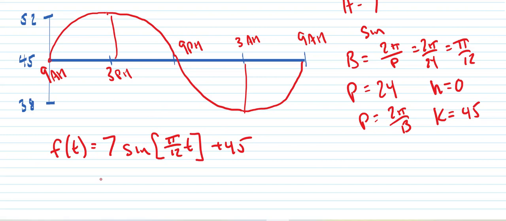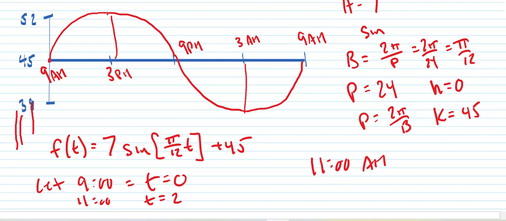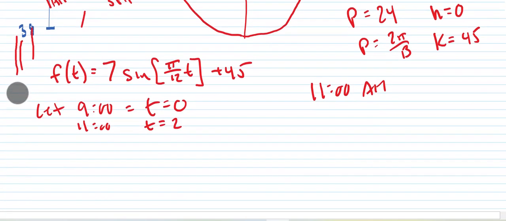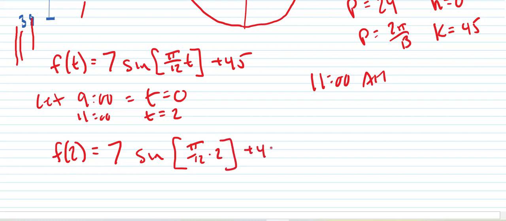Well, in this problem, we want to know what the temperature is at 11 o'clock. So at 11 o'clock a.m., what is the temperature going to be? Well, we're starting this function at 9 a.m. So if we let 9 a.m. be equal to t equals 0, then 11 a.m. is going to be associated with t equals 2. So what I want to do is now evaluate this function at t equals 2. So we're going to find f of 2 is equal to 7 times the sine of pi over 12 times 2 plus 45.